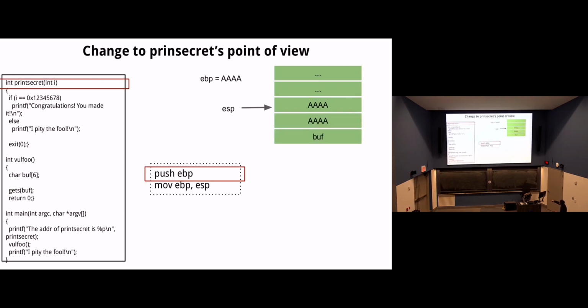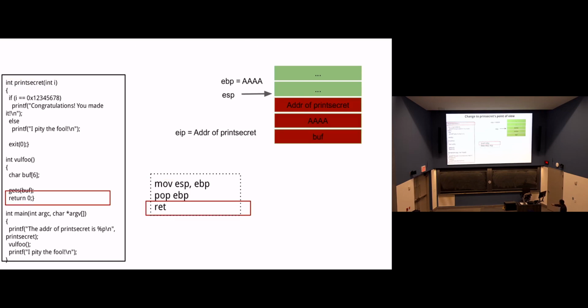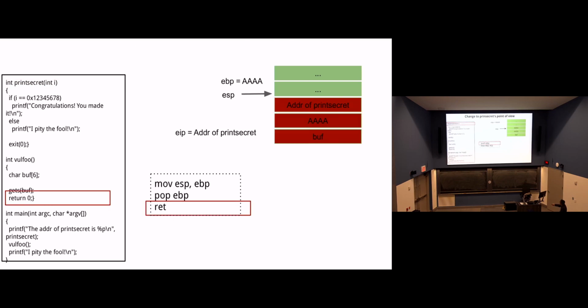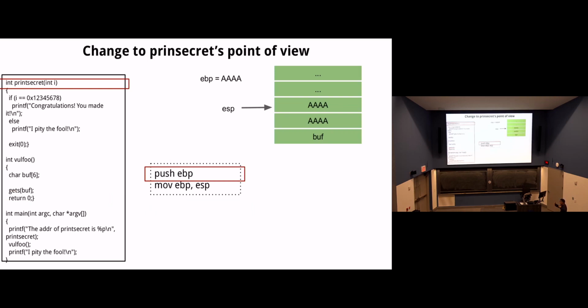Now we are actually in print secret, okay? Previously, we were at the point of view of val_foo. Now let's switch the point of view. Now we are in print secret. Print secret doesn't know it was somehow diverted here by a buffer overflow. It believes that it's called by some program, right? So it will have its own instructions like this. It will have push EBP, move ESP to EBP. That's the standard prologue, right?